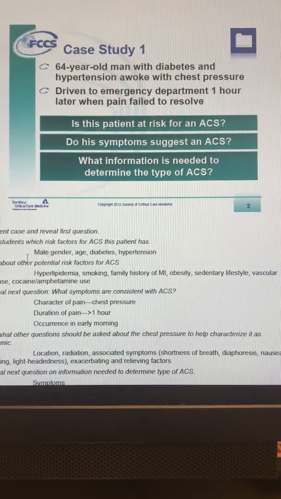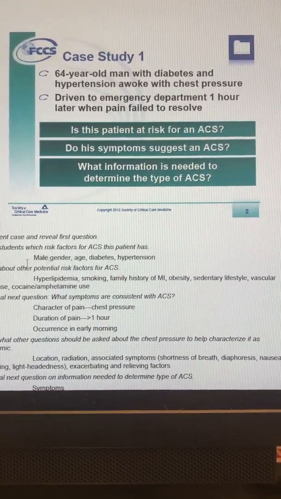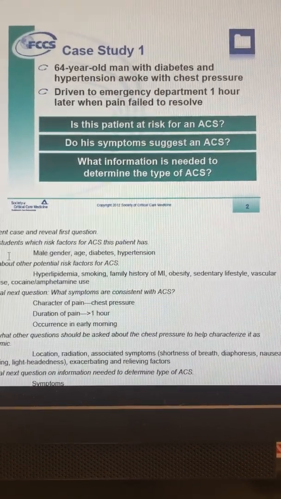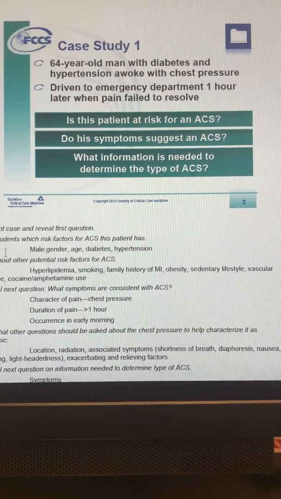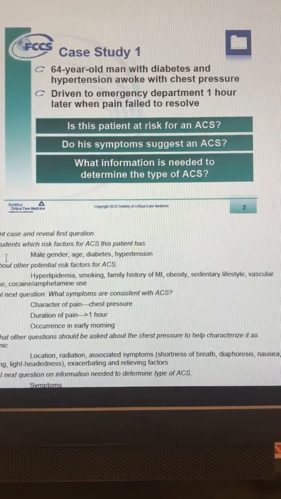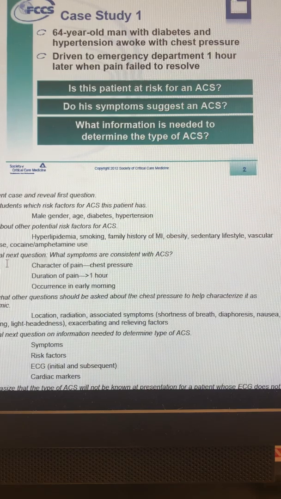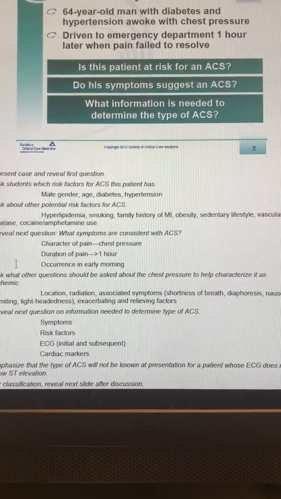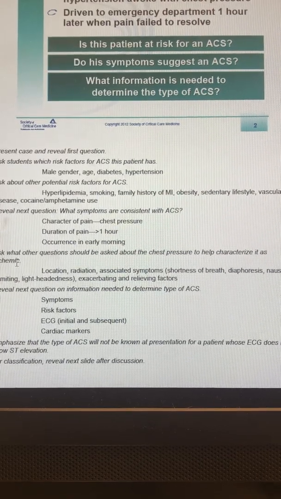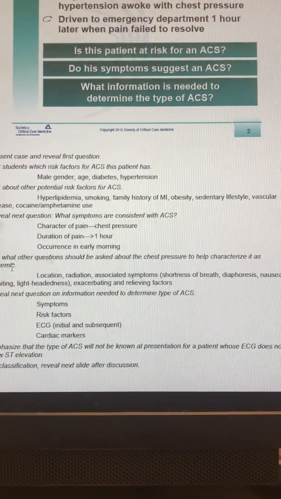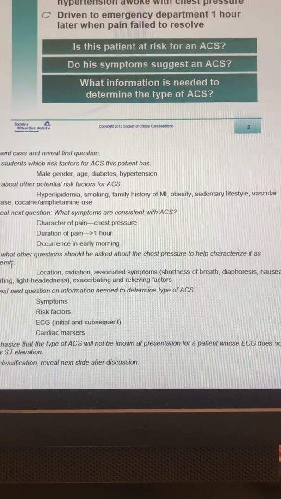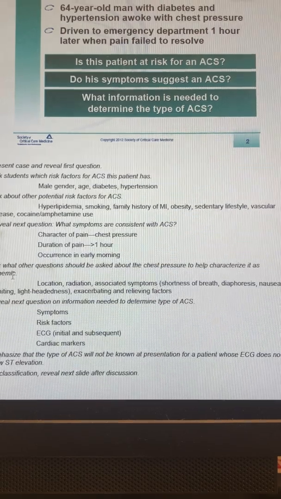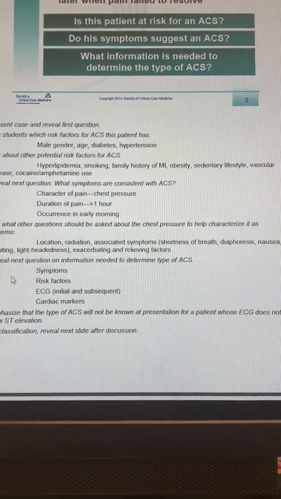What information is needed to determine what type of acute coronary syndrome we have? Is it unstable angina, non-ST elevation MI, or ST elevation MI? So you probably want to look at the EKG to determine whether it's ST elevation MI or non-ST elevation MI. So EKG is important. And then after that, you want to look at the cardiac enzymes to determine whether it's unstable angina versus non-ST elevation MI. All right, so moving on to the next slide.